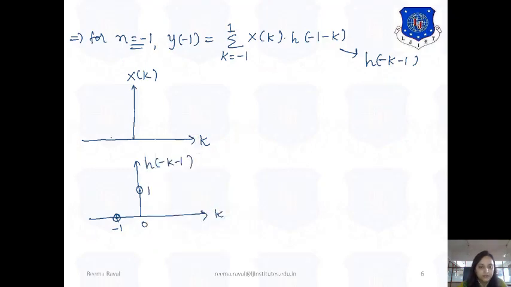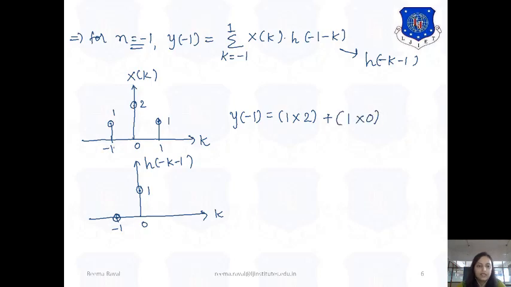And here it will be 1, 2 and 1, okay? For the instances minus 1, 0 and 1. Okay, so by multiplying the respective values, we will get y of minus 1, that is equals to 1 into 2 plus 1 into 0. Why? Because at instant minus 1, here the value is 1 and here the value is 0. And the other instant here it is also 0, right? So for y of minus 1, we have got the value 2.